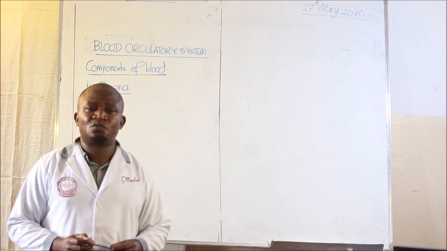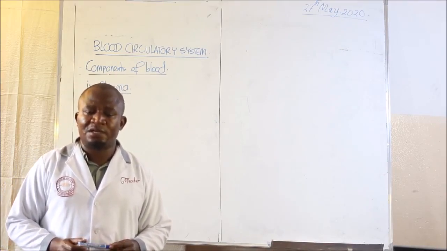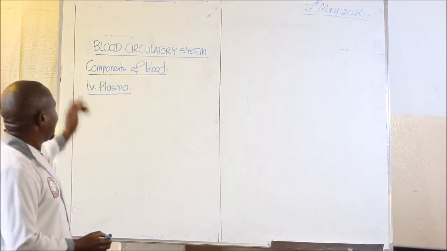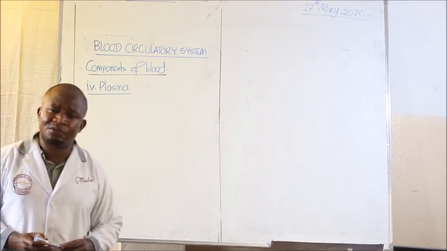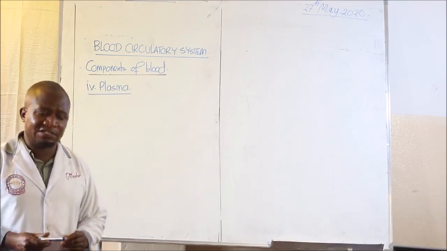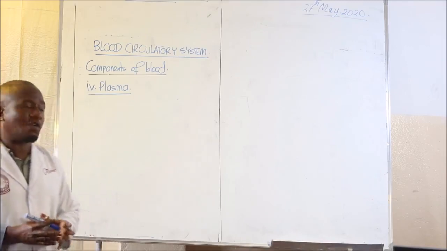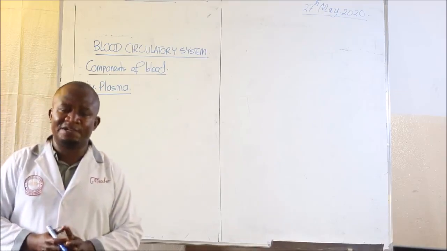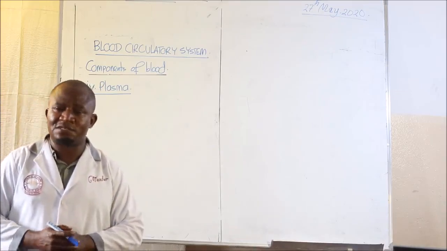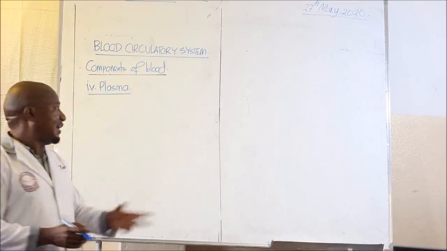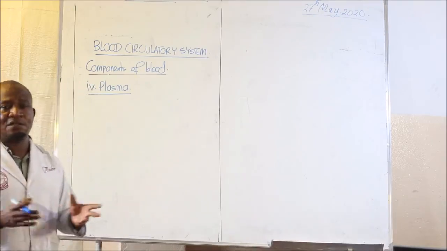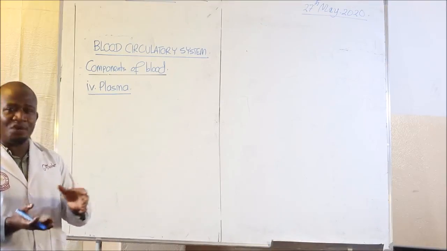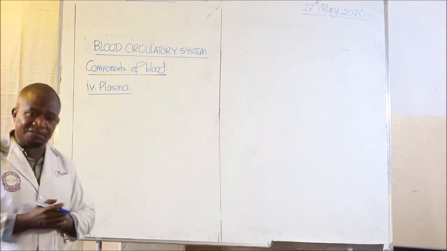Now this time, please welcome to our science lesson, and we're going to continue with our discussion on the blood circulatory system. Very, very important system in the body. Last time we ended on the component of blood called blood platelets, which are also scientifically known as thrombocytes. I told you the importance of thrombocytes, that is blood clotting. And so if there's blood clotting, then there's wound healing. So that component is very, very important.